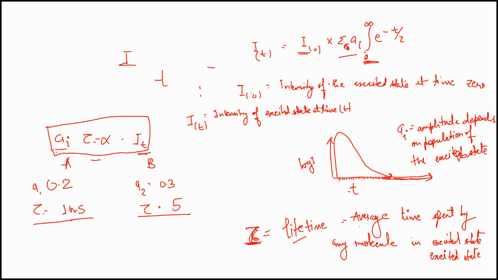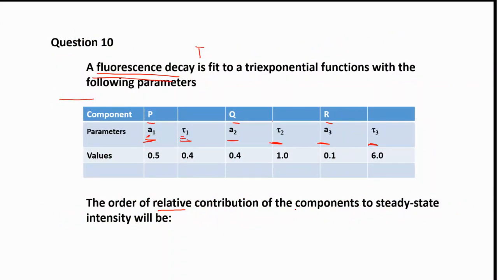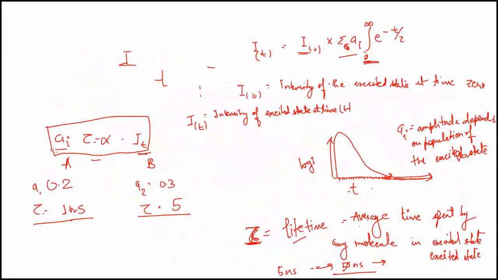Now, that depends on the molecule itself. It can be in the range of 5 nanoseconds to 50 nanoseconds or more than that. Okay. Now here they have asked that the fluorescence decay is fit to a tri-exponential function with the following parameters: a1 tau 1, a2 tau 2, and a3 tau 3. The values of each one are given. The relative contribution to the steady state intensity is asked. Now here the intensity I t will depend on I naught, a_i, and tau. Now this t is also fixed. So, how are these factors affecting?